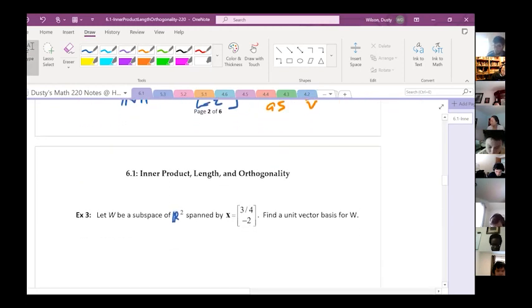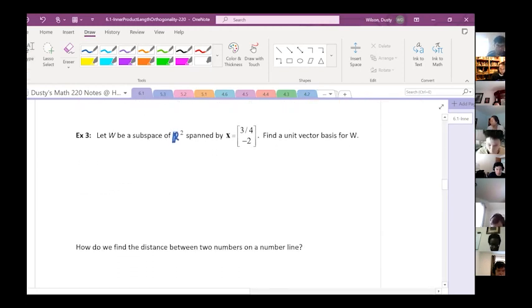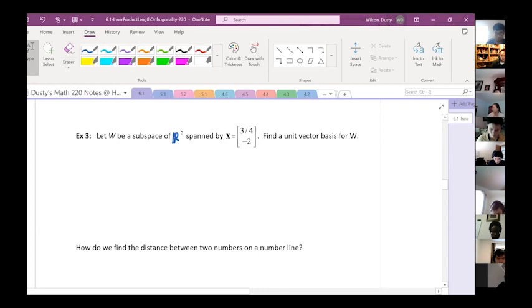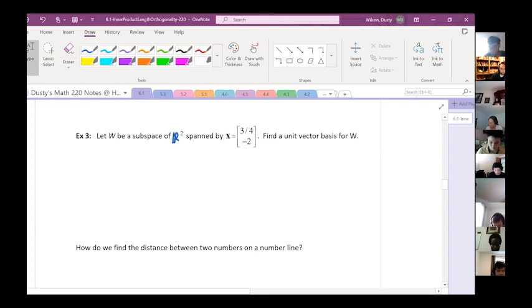So let's see if we could tie this back to a linear algebra concept. So let W be a subspace of R2 spanned by x equal to (3/4, -2). And I want to find a unit vector basis for W. So first of all, what is the dimension of W? What's the dimension of W?